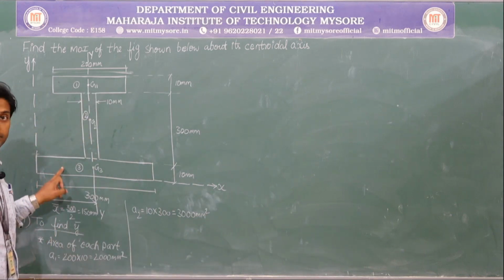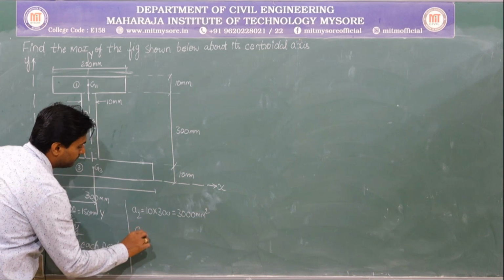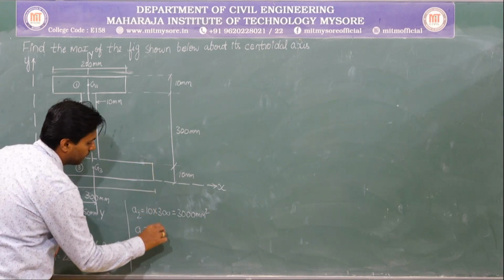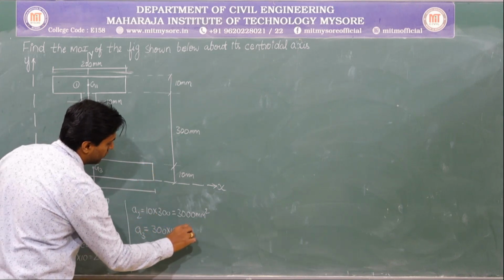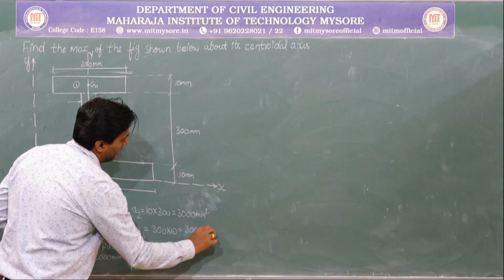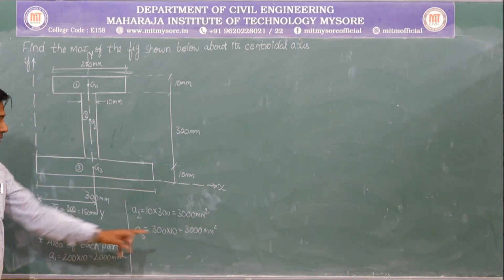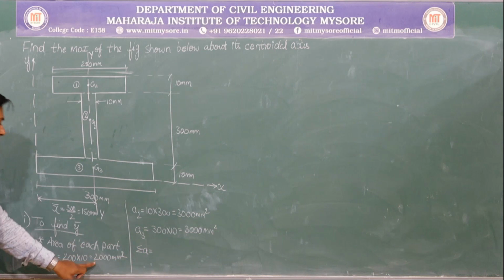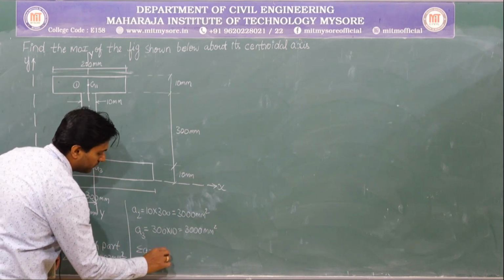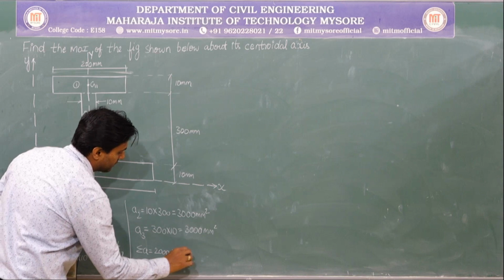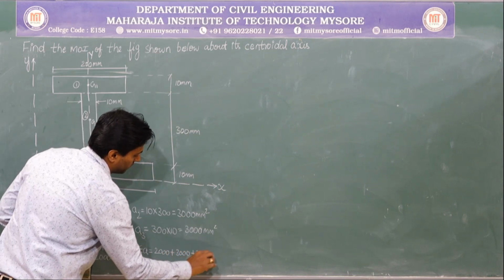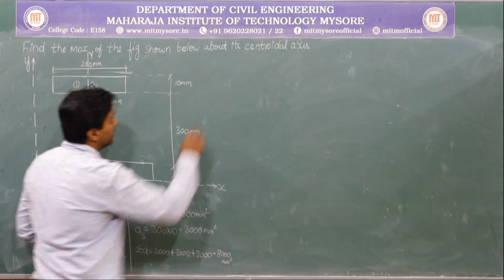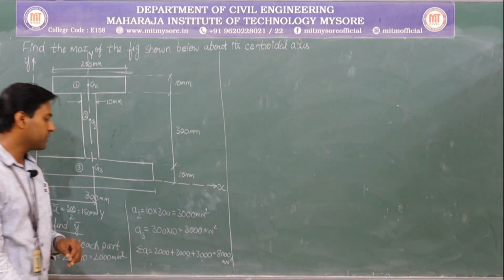Let me go with the third one. So the third one, it is A3, which is nothing but equal to this 300 into 10. That is also 3000 mm square. Let me calculate the summation of all these areas. Summation A is equal to A1 plus A2 plus A3. So it is 2000 plus 3000 plus 3000. So how much is that? It is 8000 mm square.